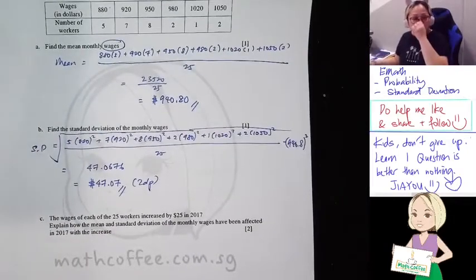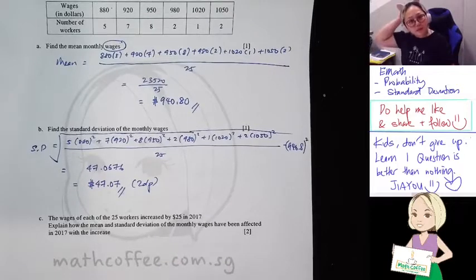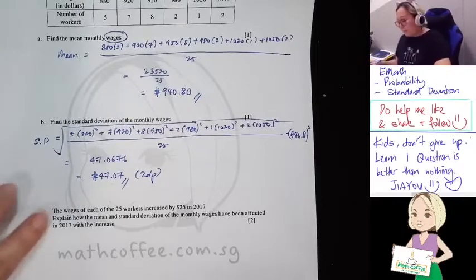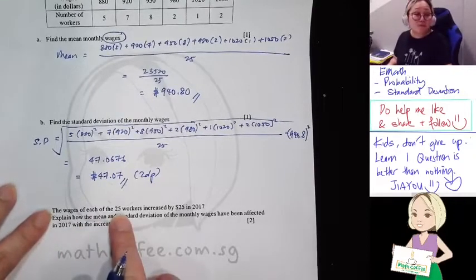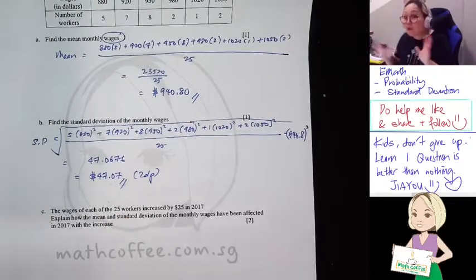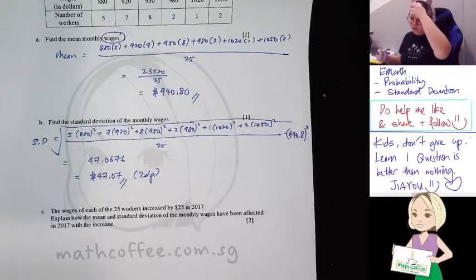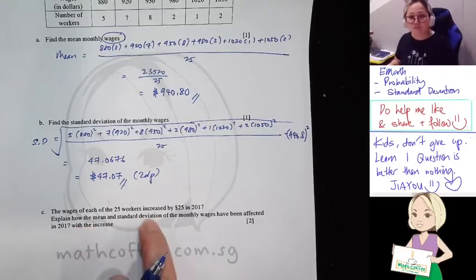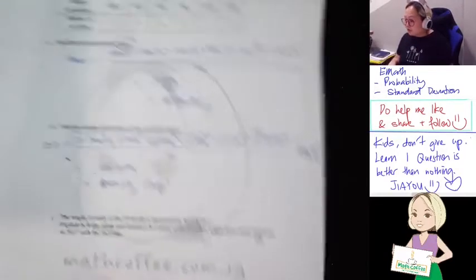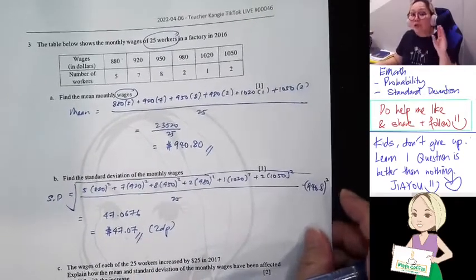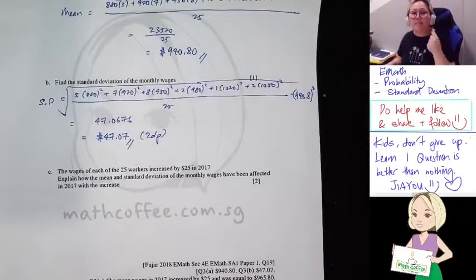Okay, this last part, a lot of times they like to ask this question. So now they tell you the wage of each of the 25 workers increases by $25. Everyone increased by $25. So they ask you to calculate the new mean and the new standard deviation. Your original mean was 940.8. If everyone increased by $25, it means that my mean is also increased by $25.